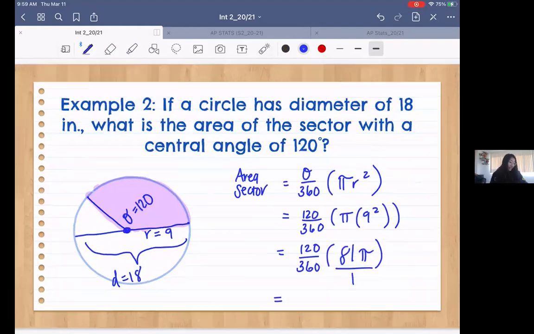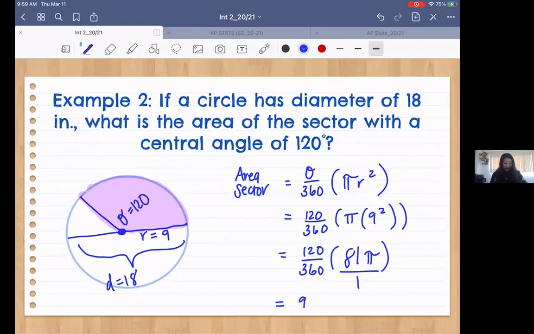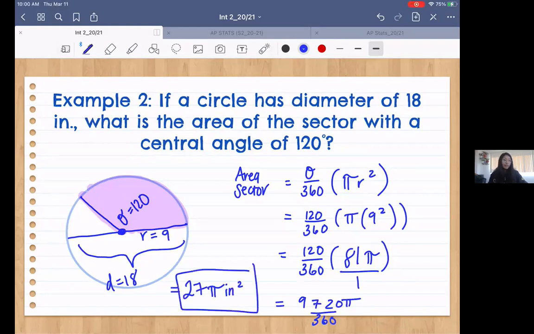So if I were to calculate this through, I get 9,720 pi over 360. And then divide, and then my final answer, I'm going to put it here, is 27 pi inches squared. I should box it up as well. Right, so that's my final answer for the area of just that one piece right there.